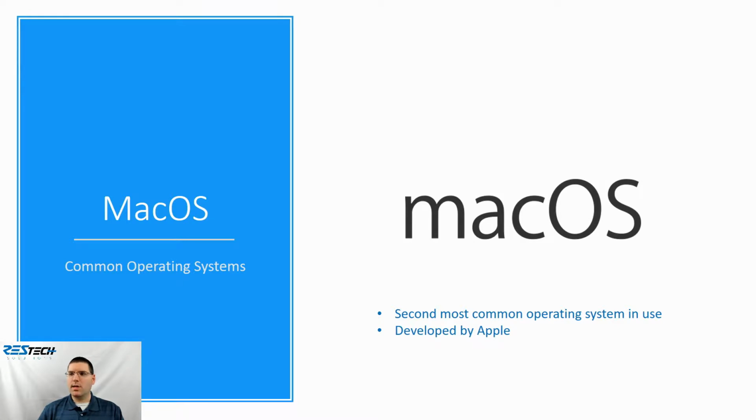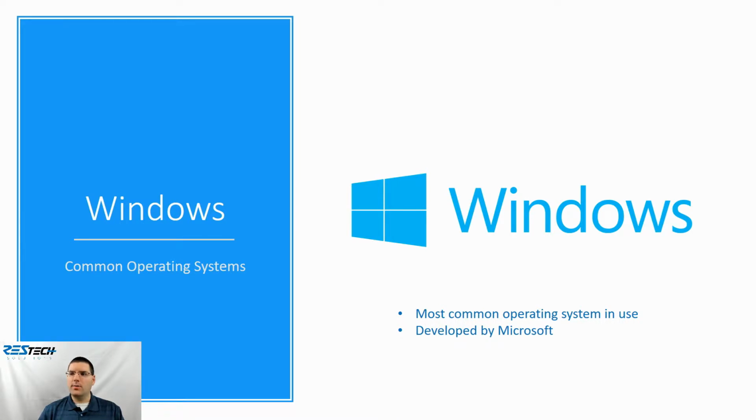So our second most common operating system is the Mac OS, and of course it is developed by Apple. And then we have Windows. It is the most common operating system in use, and it has been developed by Microsoft. And Windows is going to be the operating system we focus on primarily for the remainder of our videos in this basic computer series.